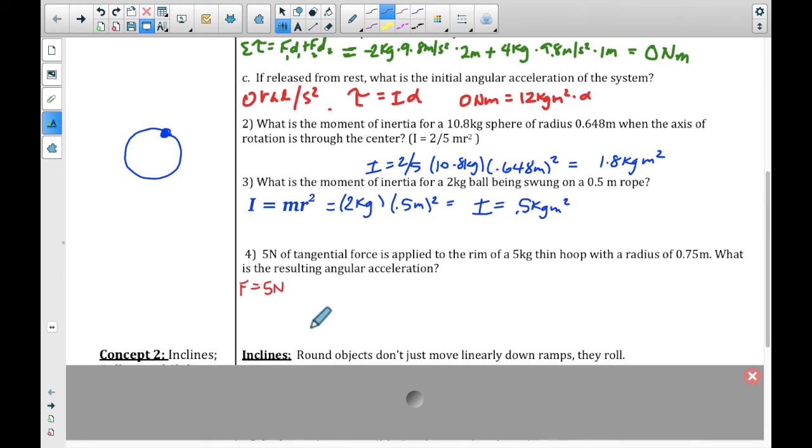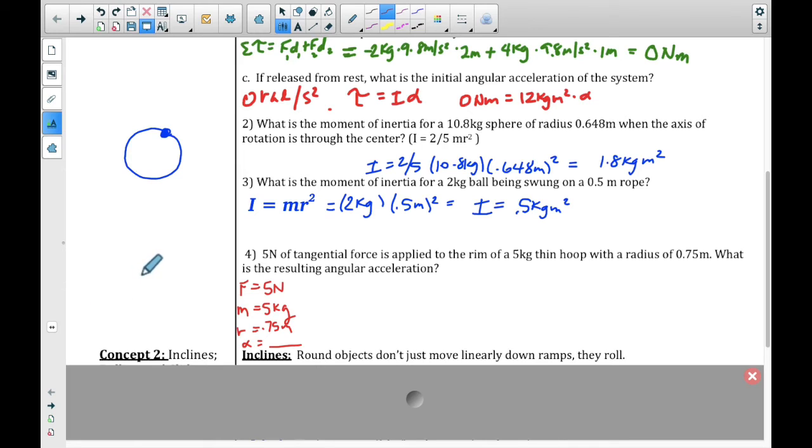All right, next question. 5 newtons of tangential force is applied to the rim of a 5 kilogram thin hoop with a radius of 0.75 meters. What is the resulting angular acceleration? I'm going to draw a diagram, and I'm also going to list my information just to help make sense of what's going on. So we have a force of 5 newtons, a mass of 5 kilograms, a radius of 0.75 meters, and the angular acceleration is what we are looking for.